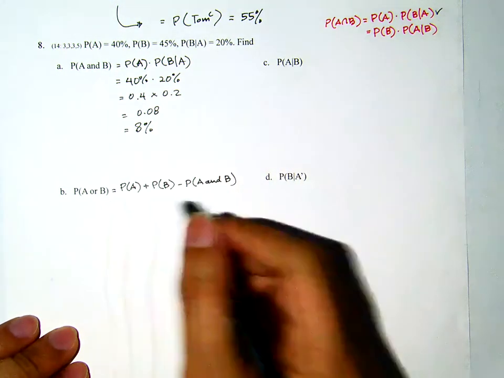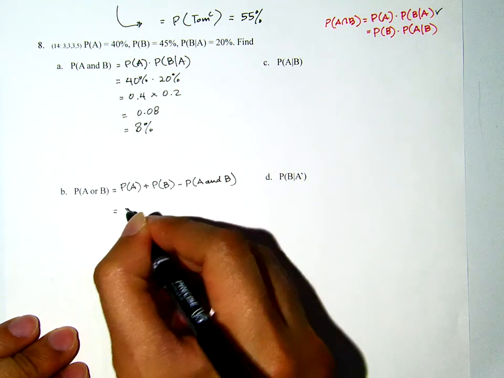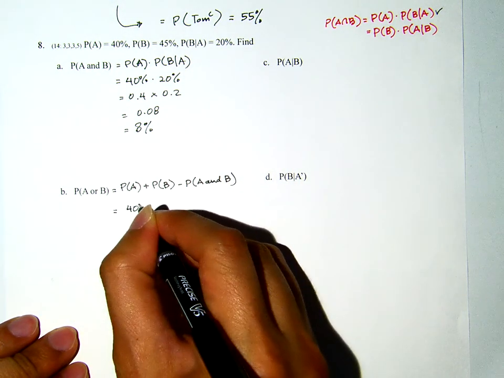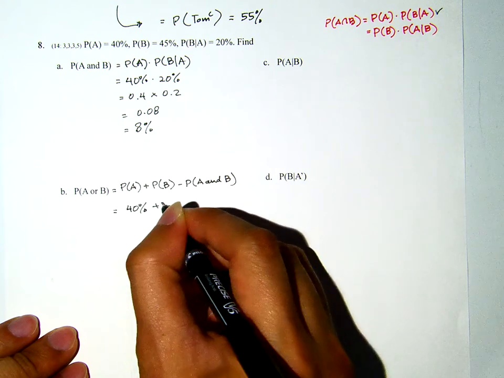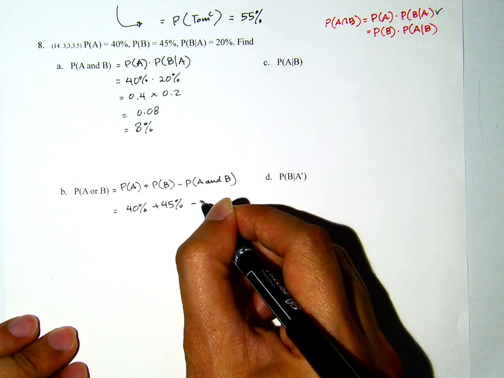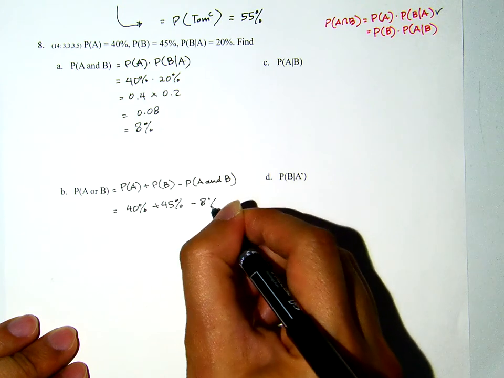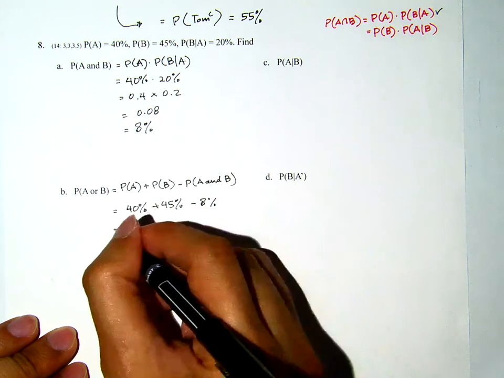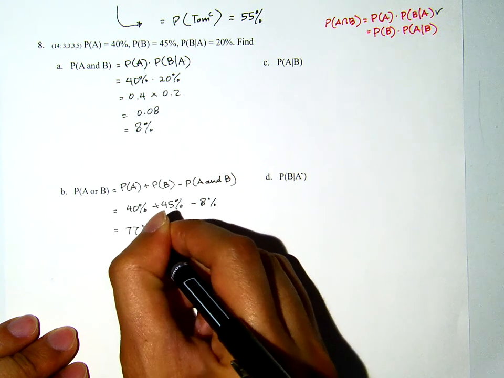Now let me continue for part B. There will be 40% plus 45% minus 8%. You will see that's 77%.